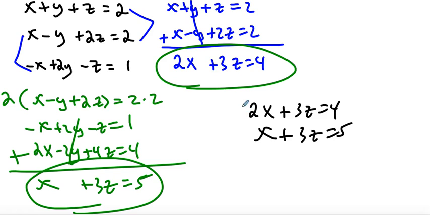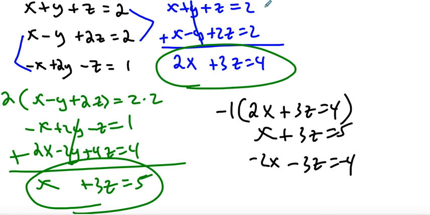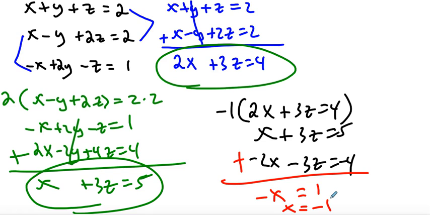So I'm going to multiply this top one by negative 1 on both sides. That'll give me negative 2x minus 3z equals negative 4. I'm going to add those together, which gives me negative x is equal to 1. If I divide both sides by negative 1, I'll get x equals negative 1. Okay? So that's my x value.